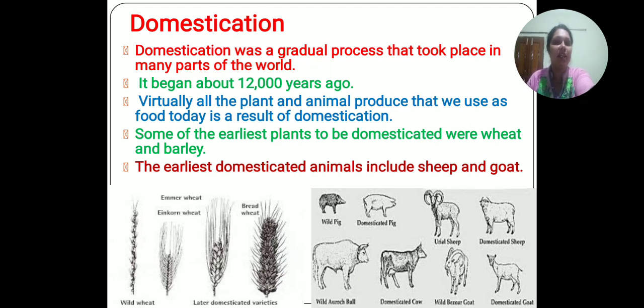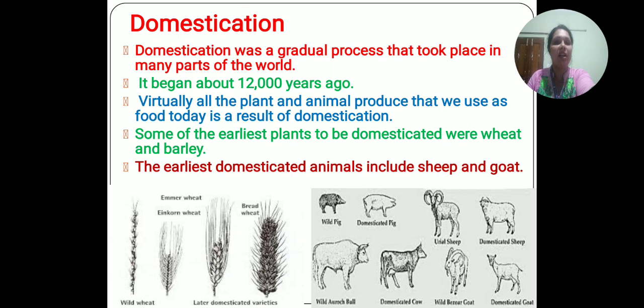Virtually all plants and animal produce that we use as food today is a result of domestication. So whatever we are eating today as food, like wheat, barley, rice, that is a result of domestication of that time. If they had not done the domestication of the wild animals and plants, we would not be able to eat the plants which we are eating right now. Whatever foods we are getting from the plants, that is the result of domesticated animals and plants.